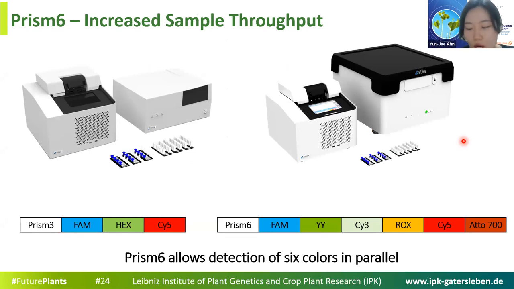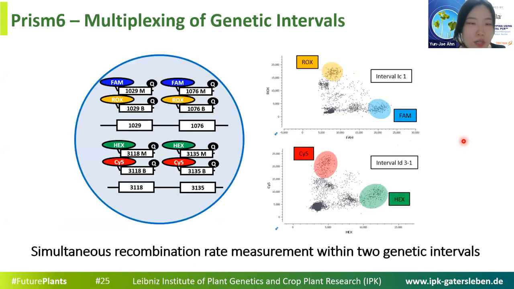And until now, I was talking about the results that I was getting from Prism 3, which allows us to scan three colors in parallel. But thanks to Stilla, we were able to test some results from Prism 6, which enables us to scan six colors in parallel, from FAM to ATTO 700. What we expected from Prism 6 was that we could multiplex even further. Until now, we were multiplexing two SNPs in one droplet with two colors. But we came to an idea that we could multiplex four SNPs using four colors.